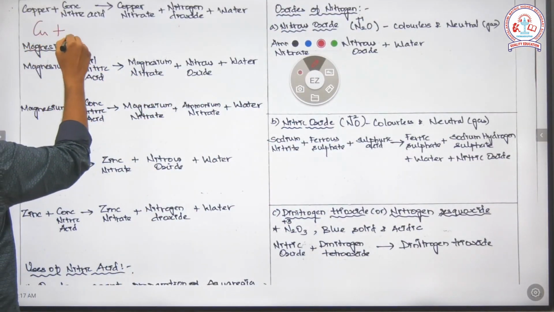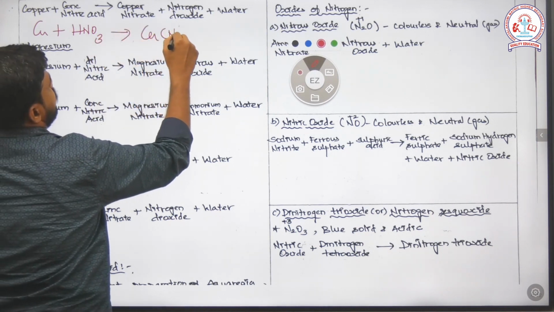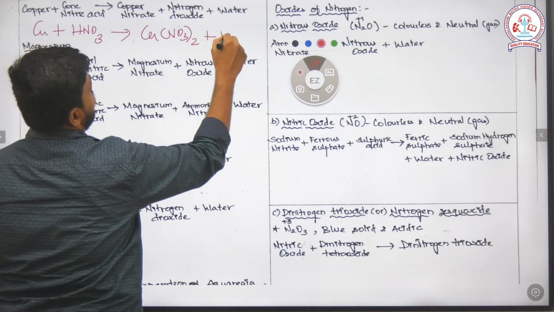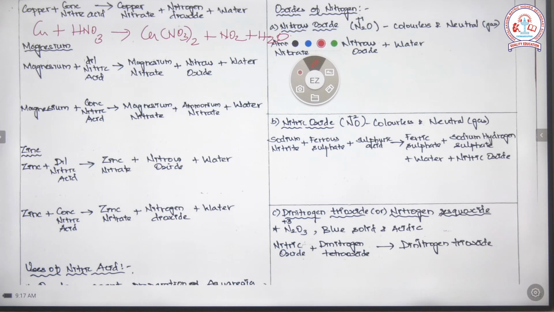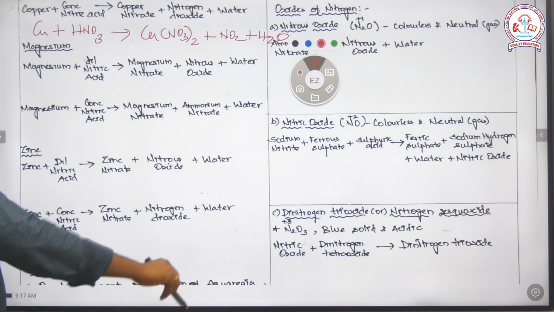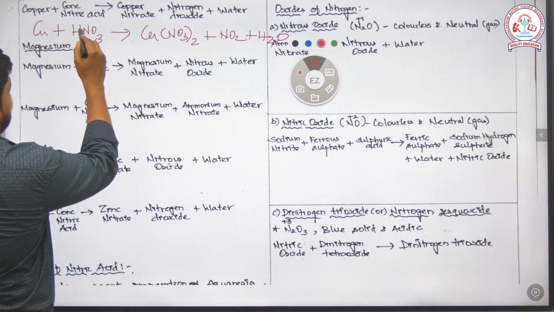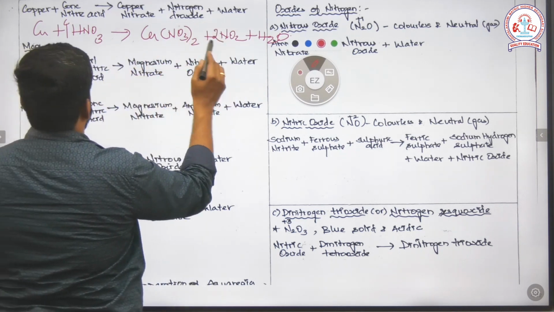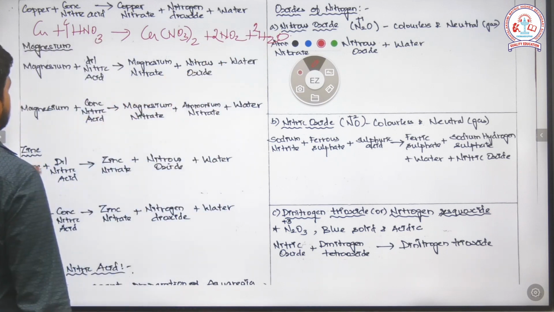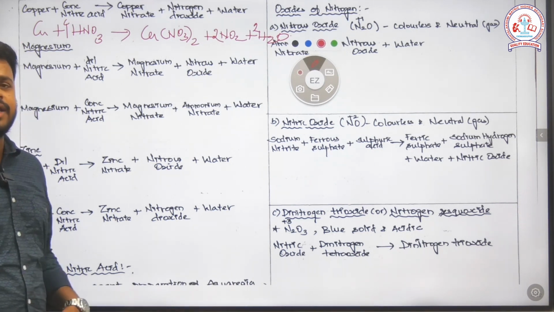So copper reacts with nitric acid to form copper nitrate plus nitrogen dioxide plus water. So this is the byproduct that we could expect. Then if I make it a 1:4 ratio, if I make it 4, nitrogen becomes 4, so I need to make it 2. Hydrogen I need to make it 2 here. So oxygen 12, 6, 10, 12. Equation is balanced.